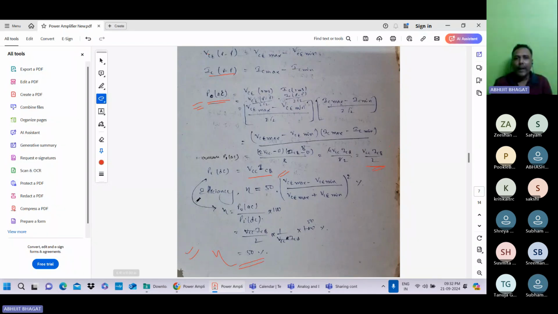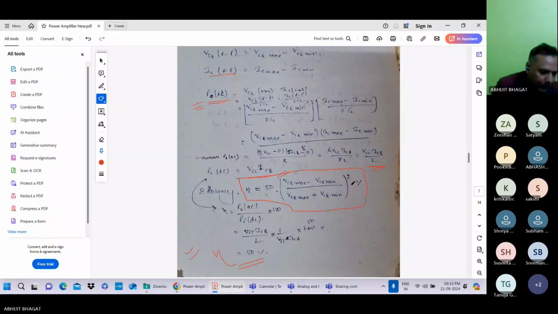Next, if you are finding the efficiency in your problems, then you use this formula. अगर efficiency proof करना है तब तो वो 50% निकालोगे. But if you have to find out the efficiency in problems, you will use this formula. Efficiency equal to 50 into (VC max minus VC min) divided by (VC max plus VC min) whole square. You will get in terms of percentage if you use this formula. Clear?